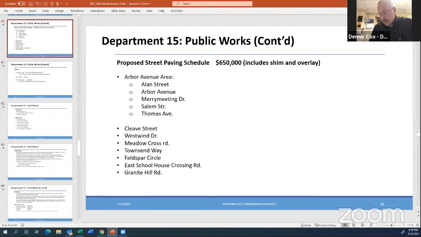Felspar Circle and East Schoolhouse Crossing are both in the same area right out there. They're neighboring streets, and they're in need of an overlay. Again, it's just age. It's just maintaining these streets before they get to the point of needing rehab.